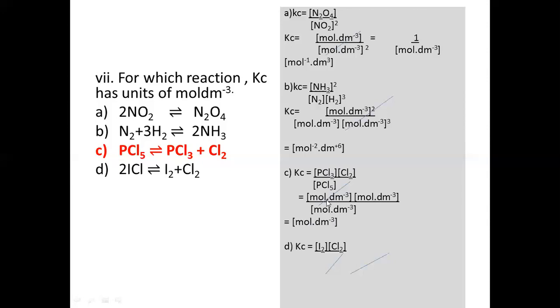In case D, I told you that the number of moles of reactants is equal to the number of moles of product. 2 moles of reactant are up and 2 moles are down, so they will cancel out. As a result, the Kc will have no unit.